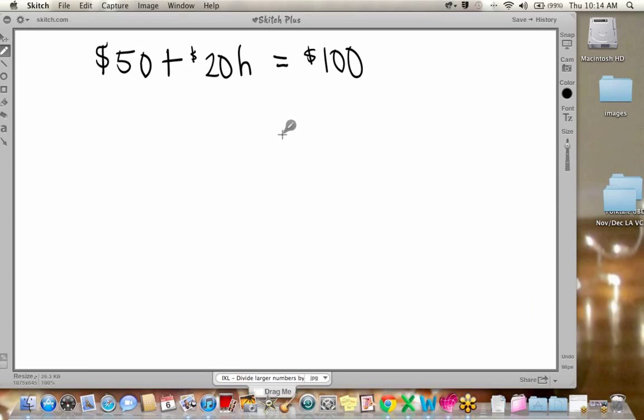You can sit here and start plugging in, like, oh, let's see how much he'd make if he got 1 hour and see if it equals 100. Let's plug in 2 hours and see if it equals 100. And you can go like that. Or can somebody tell me what inverse means? Inverse means the opposite operation.